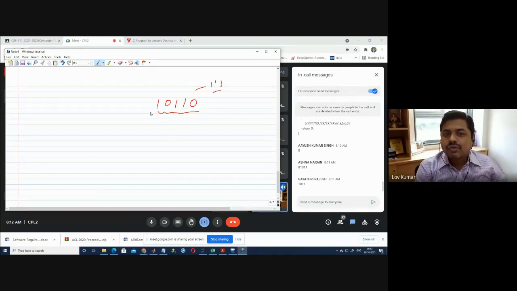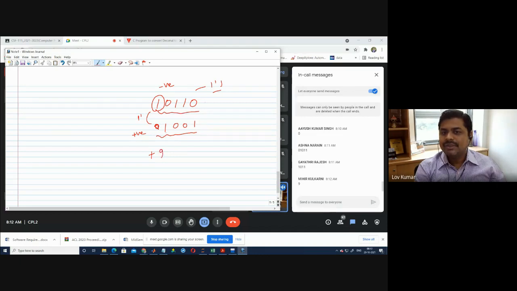How to find it? First we have to find the 1s complement, because we know this leading 1 means this number is negative. If you find the 1s complement of this number, it becomes a positive number. So we write 1 to 0, 0 to 1: 0, 1, 0, 0, 1. Can you find the decimal value of this representation? 0 means plus, and 8 plus 1 is 9. It means this number is minus 9.